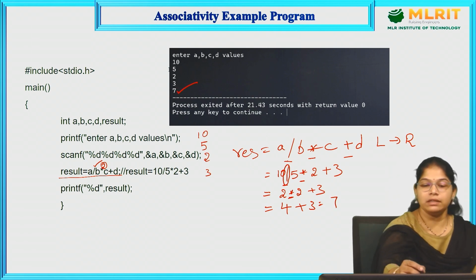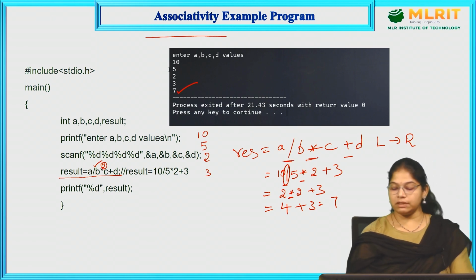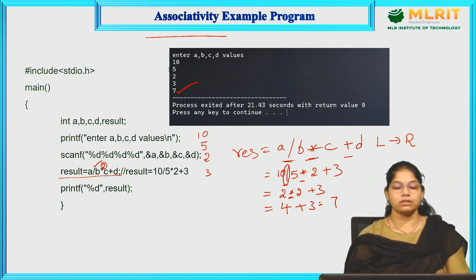So when the operators have equal precedence, the associativity has to be decided, which has to be evaluated first. That depends on either from left to right or from right to left.